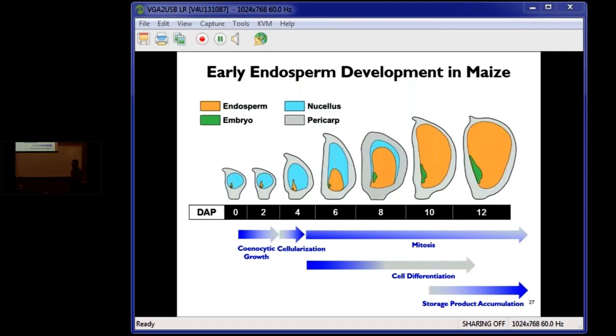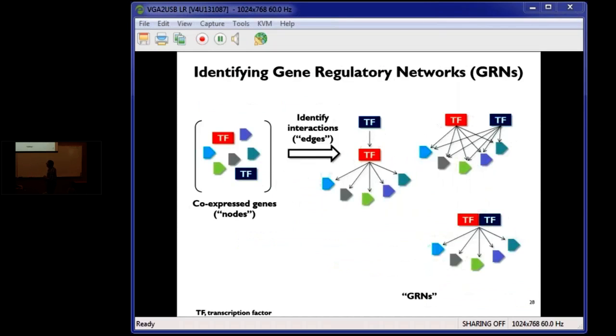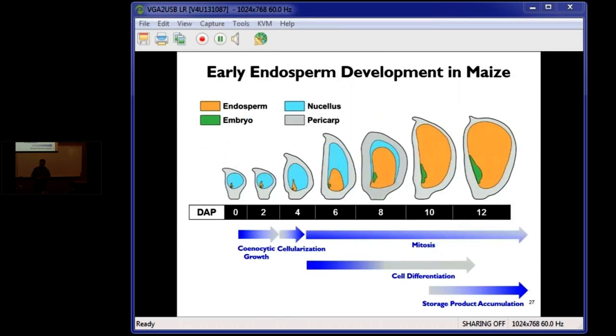And to prepare endosperm for its primary role, which is to accumulate storage products, carbohydrates, starch, and proteins. And I'm going to probably mention that a little bit later. So in order for us to understand endosperm development, we decided to take an approach that was enabled partly through the development of recent technology.